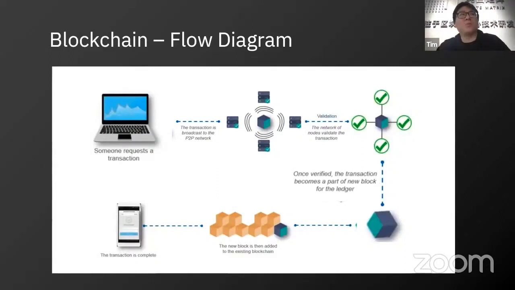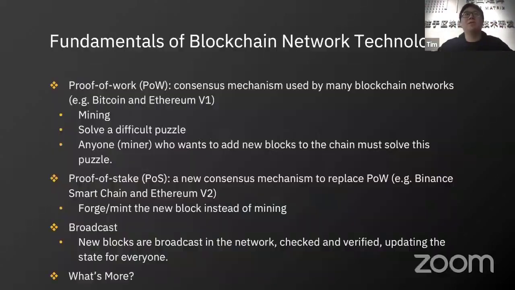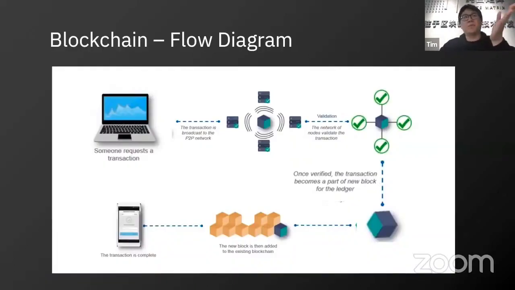Okay, so this is how the blockchain workflow works. Someone requests a transaction, right? And then the transaction is broadcast to the P2P network, and then it is calculated and validated. Once it's verified, the transaction becomes part of a new block, and the block is added to the blockchain, and then the transaction is completed. So this is a simple workflow, right? This workflow actually still applies to almost every modern blockchain right now.